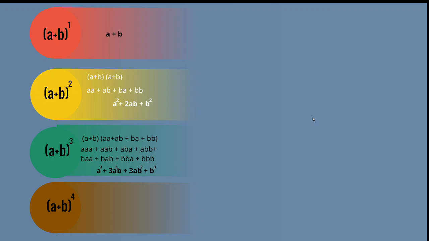Now a plus b whole to the power 4. I'm not going to do all the expansion. I'm going to write it directly. That is a to the power 4 plus 4a cube b plus 6a square b square plus 4ab cube plus b to the power 4.